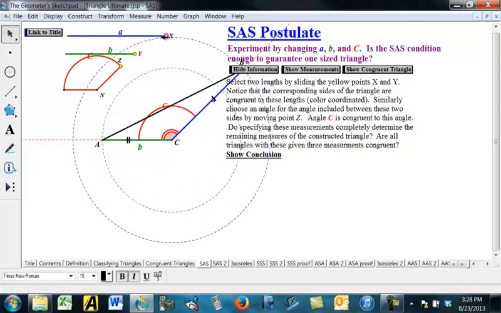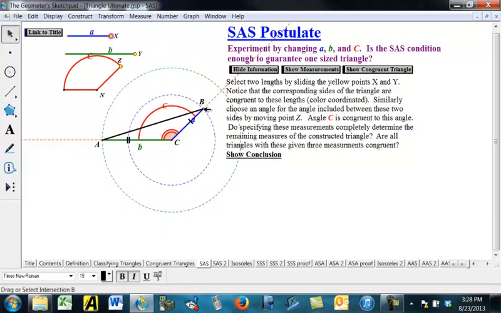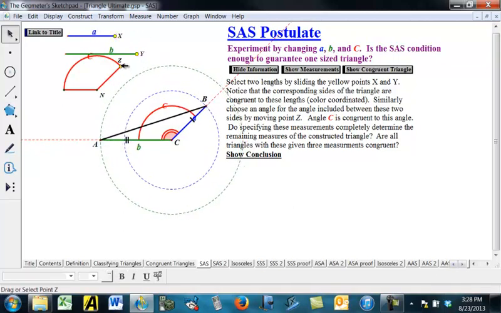Similarly, the ray that we have over here and then the circle for the other side are going to intersect each other once and only once. So there's sort of no way to mess this one up. We can make up any two lengths we want and any angle measurement in between, and that's going to be enough to completely determine one size of triangle.